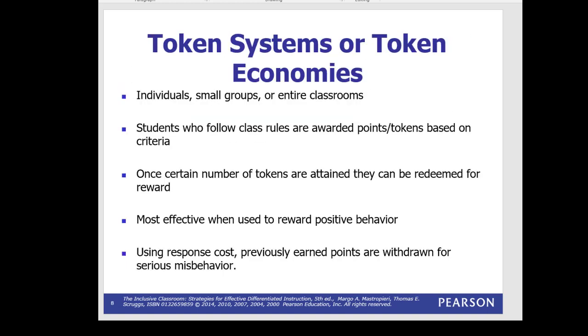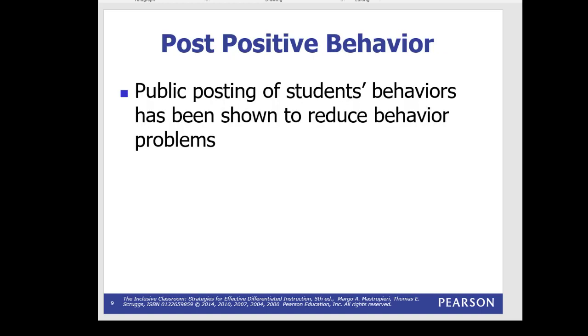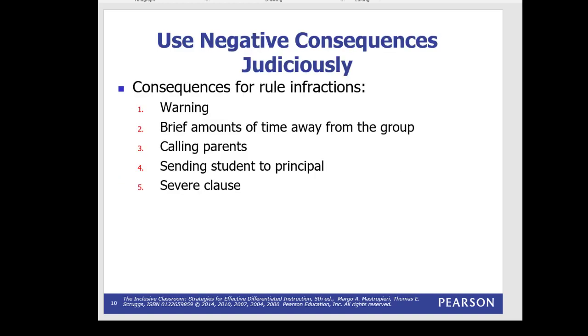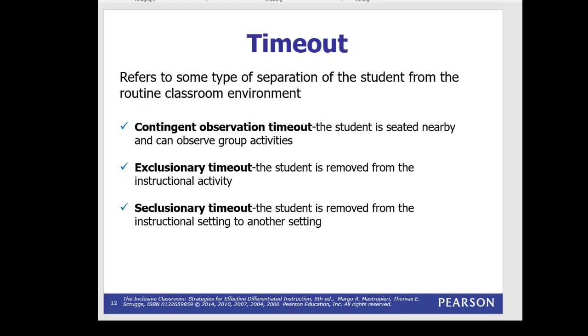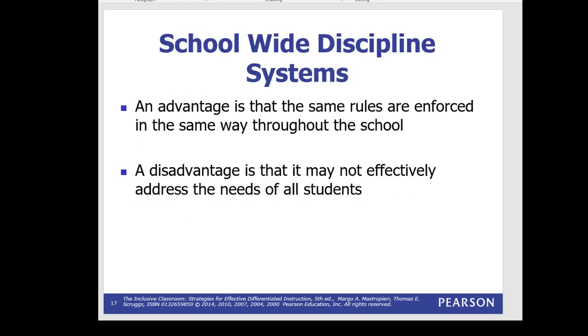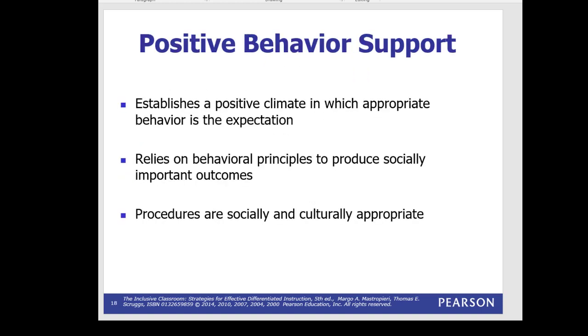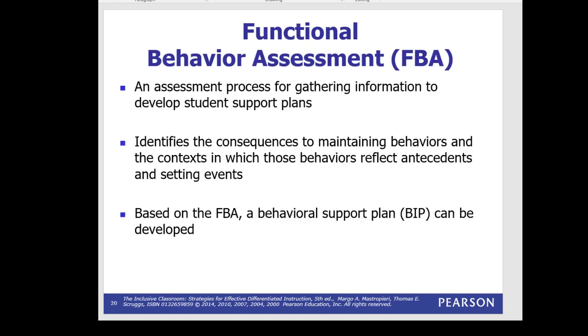And then we talked a little bit about token systems, the idea of the two currency system, so that you will not take away from previous positives or previous achievements, but at the end of the week or the end of the day, they can deposit their behavior tokens into their positive, because they had a surplus, they were extra good or whatever. And then the idea of being careful and judicious with negatives, the grades of timeouts, and then basically the PBS, positive behavior supports, and then the FBA and the BIP.